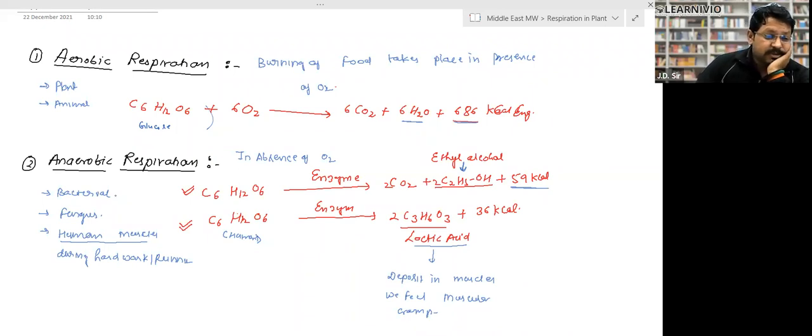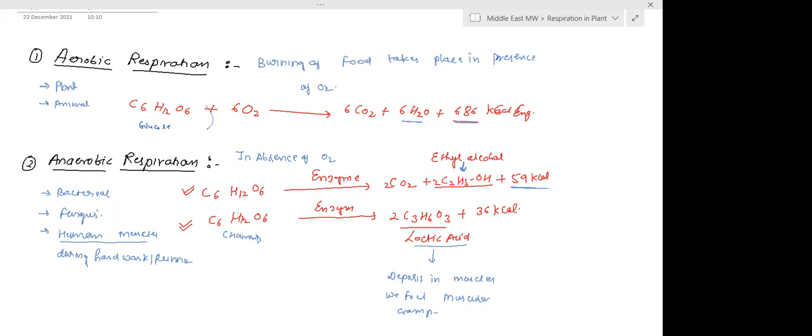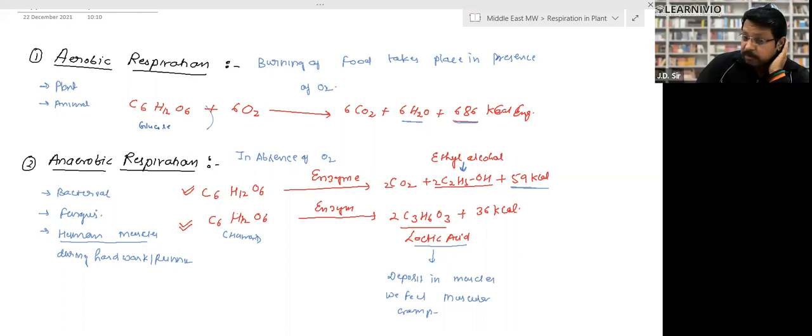Anaerobic respiration takes place in bacteria, fungi, and sometimes in human muscles. When we run, we walk, we go to the gym, which means we do extra exercise, then in that condition oxygen supply reduces and anaerobic respiration takes place in our body. Is anaerobic respiration good for our body? No, it's very bad for our body. It must not be there.